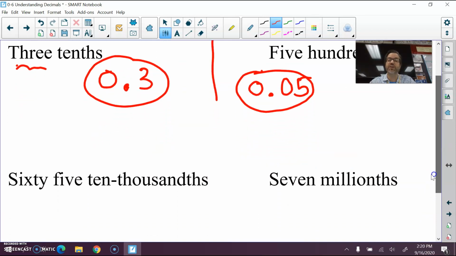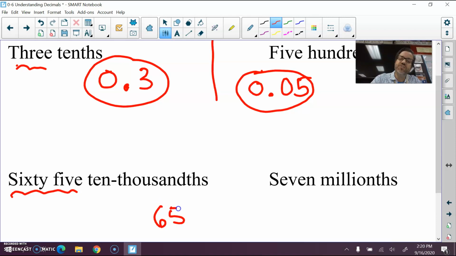I have a couple more examples here. 65 10,000ths. You know, sometimes the easiest way to write these is by writing the first part, 65, and then just figure out how many places to the right of the decimal point would be the 10,000ths place. We have the tenths, hundredths, thousandths, 10,000ths. That's 4 places to the right of the decimal point. So I'm going to put 2 zeros in front of this, and then my decimal point, because now the last digit, the 5, is 4 spaces to the right of the decimal point. That's 65, and the last digit is in the 10,000ths place. Again, I'll put a 0 out in front here.